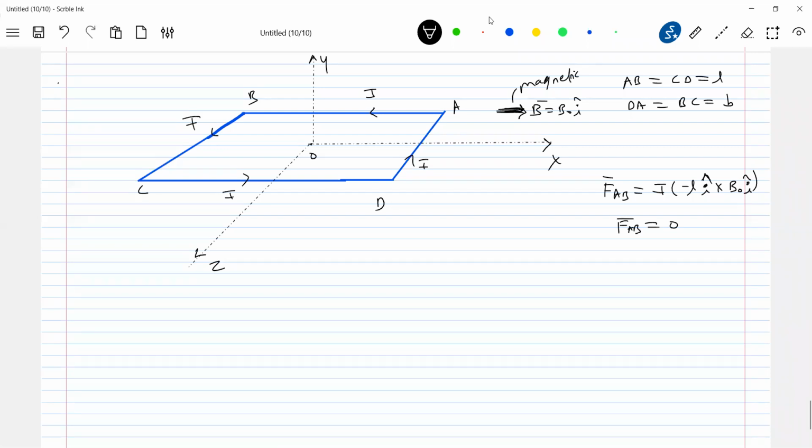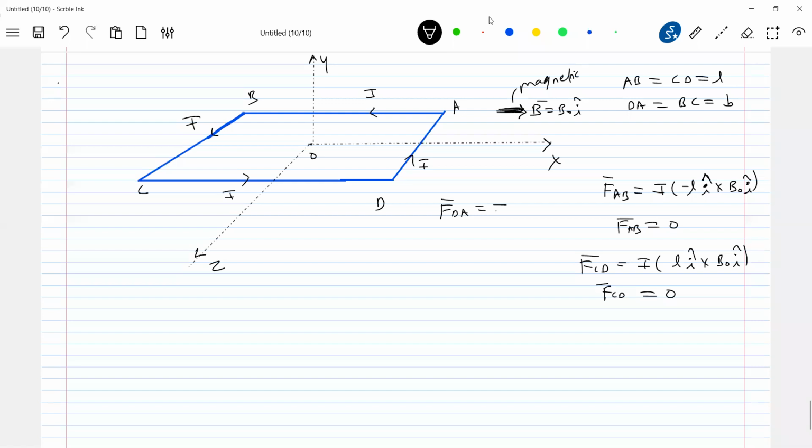Then come to CD. CD bar cross B bar, it is L i cap cross B bar. So the force experienced by that will be 0. What about DA and BC? What is the force experienced by these sides?